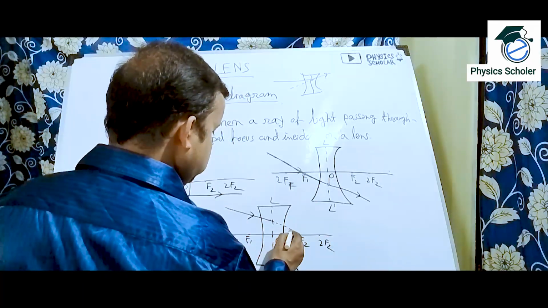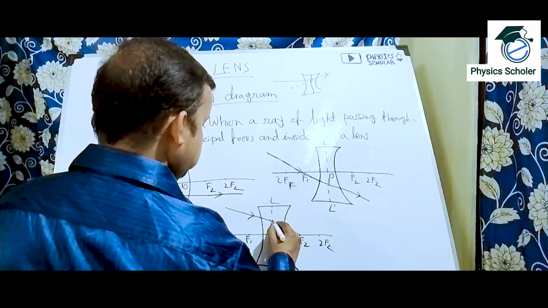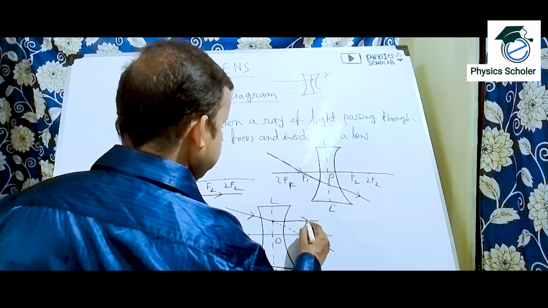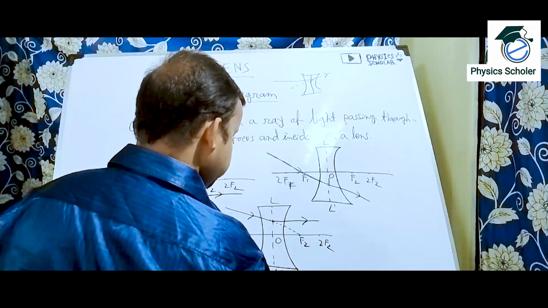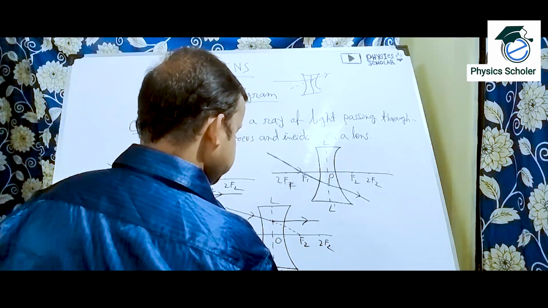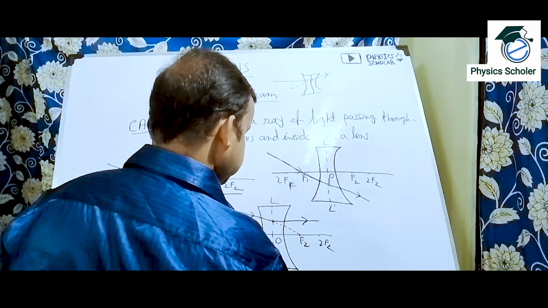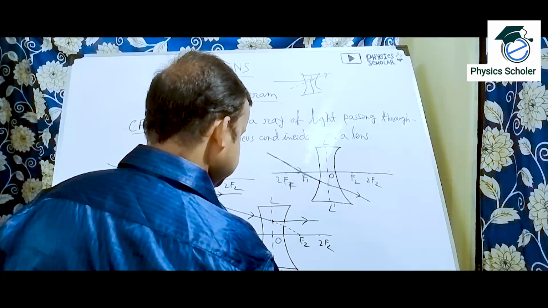It seems to meet at the principal focus. So after getting refracted, it will be parallel to the principal axis. Okay, so it is for the convex lens, concave lens.